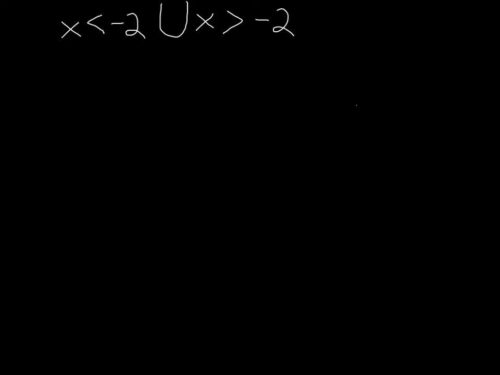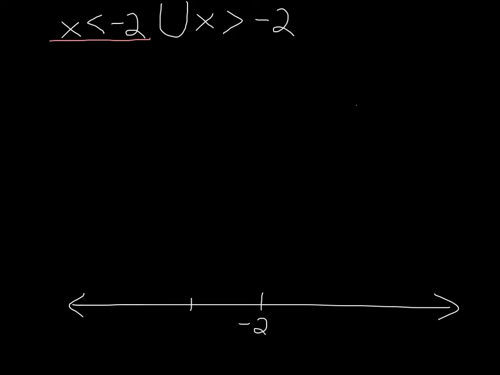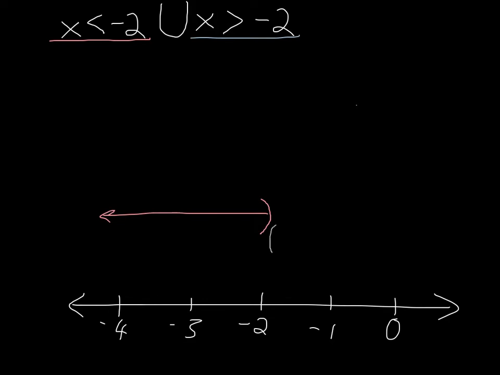When you have a union like that, I think it's easiest to start with a number line. So let's draw it. Now I know x has to be less than negative 2. So let's make sure we have a negative 2. And so we have this round, because it doesn't say less than or equal to, and we know it's going to go left. And on the right side here we have x is greater than negative 2. So we start at negative 2 and we go this way.